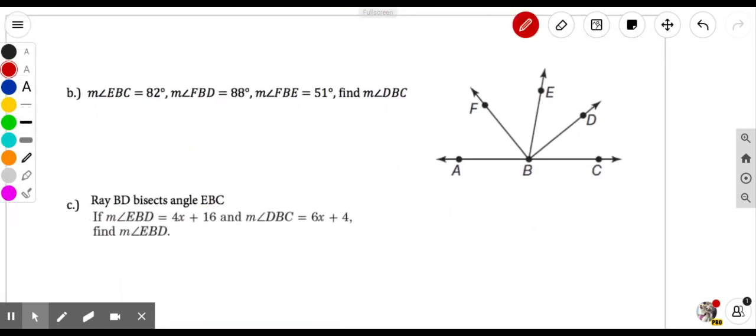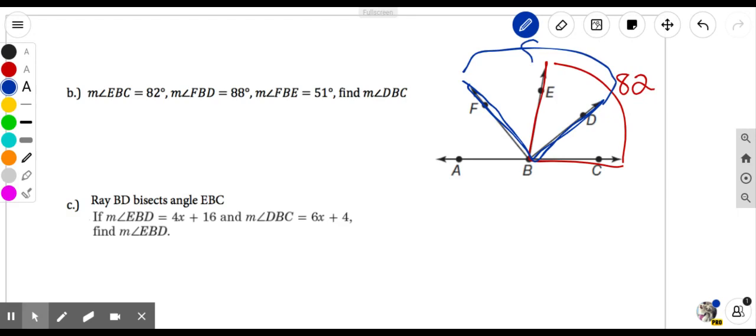Next one. So it says EBC is 82. So you always want to, if there's not a picture, draw one. If there is a picture, label it. That is so important in geometry. Label the picture with the given information. You're going to hear me say that over and over and over again. Okay, next, FBD, this one here, is 88.